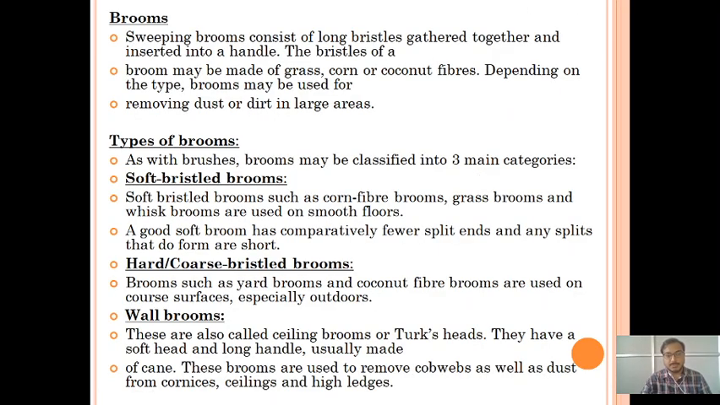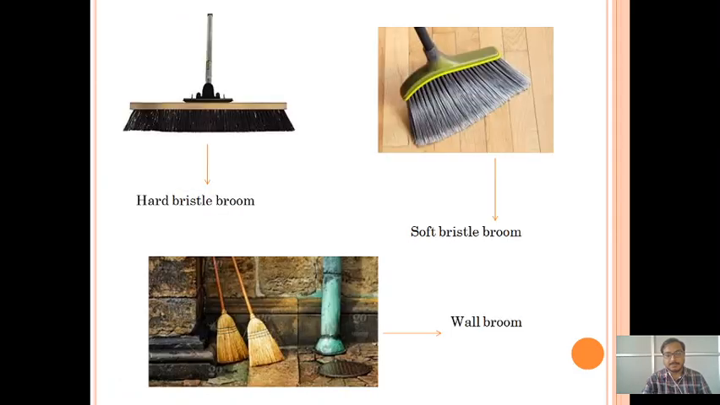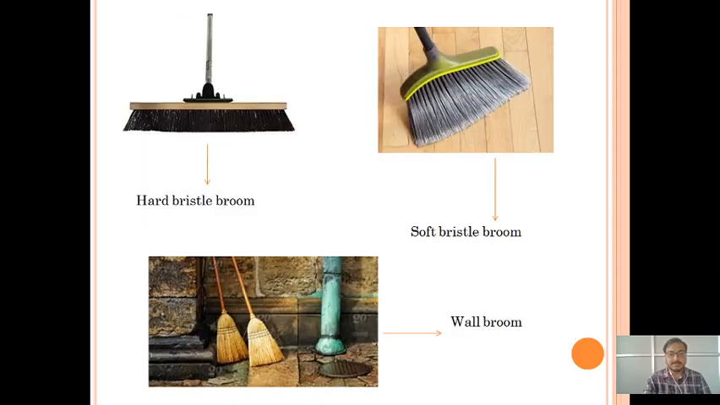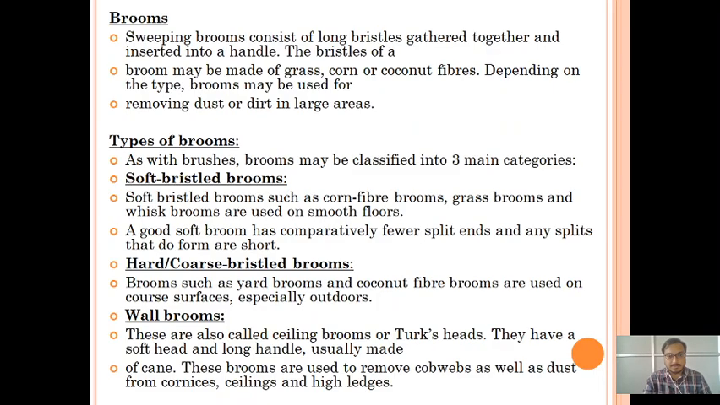Brooms. Sweeping brooms consist of long bristles gathered together and inserted into a handle. The bristles of a broom may be made of grass, corn or coconut fibers depending on the type. Brooms may be used for removing dust and dirt from large areas. So there are different types of brooms.